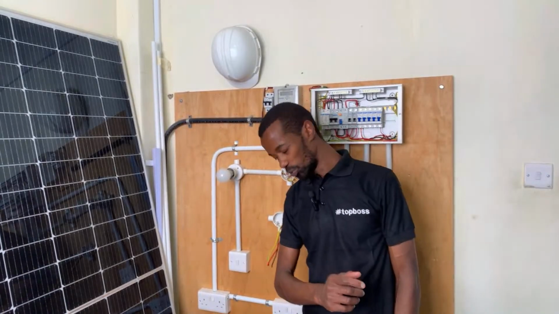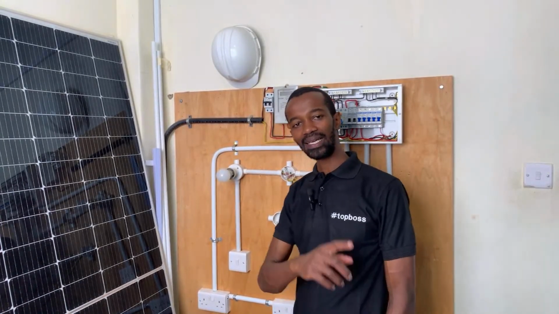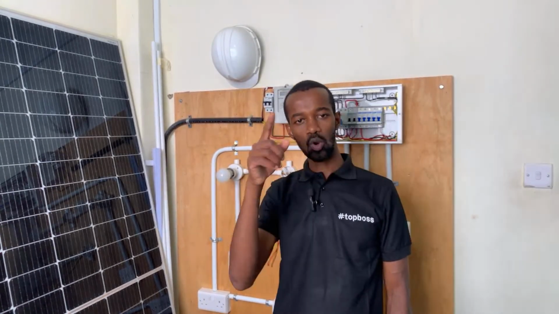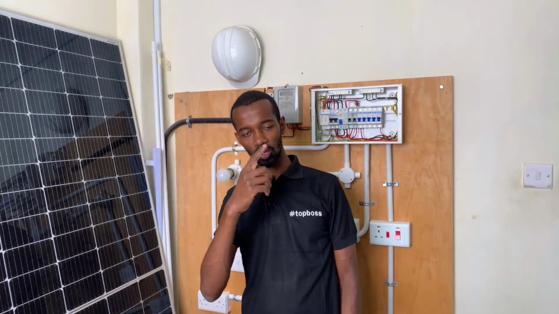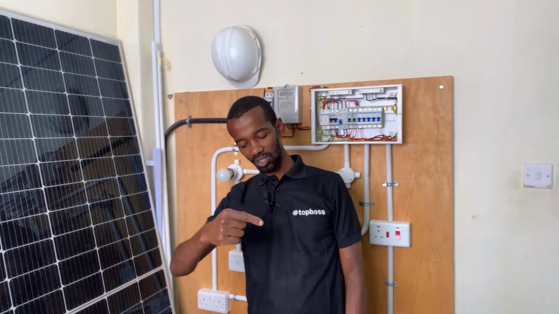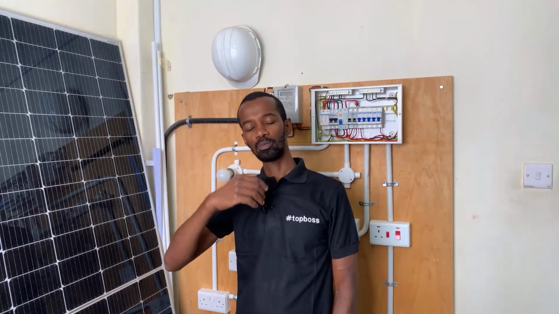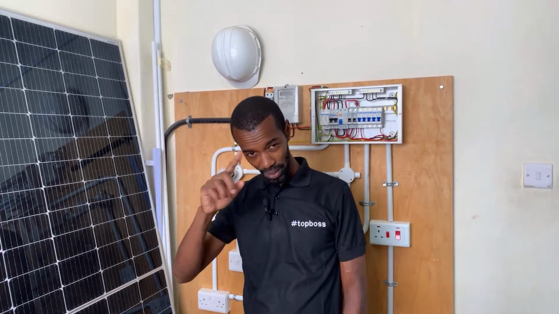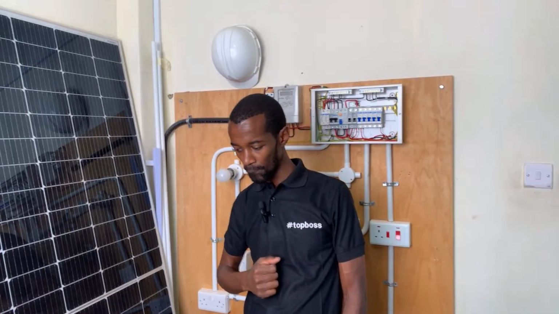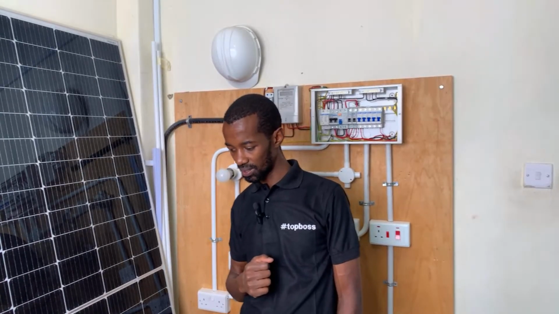But when we talk about a ring, it forms a circle, a ring, just as the name suggests. It starts from the consumer unit, goes to the first socket, the second socket, maybe the third, and then it goes back to the consumer unit, forming that loop or that ring. And that is why we have the name, the ring circuit.